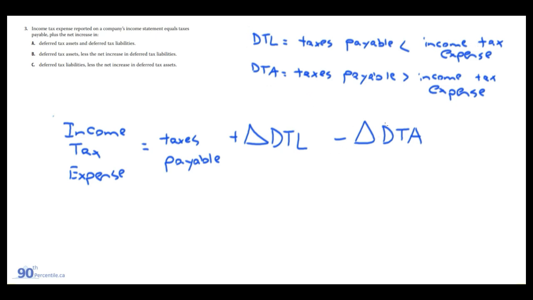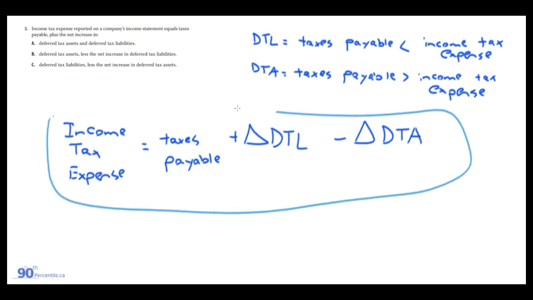So if we just forget about this for now, and we have taxes payable, let's say it's 100, and income tax expense is 150, then we would have to add the change in our deferred tax liability, which would be 50, to make these equal. So you can see how this formula here relates to this formula here. On the flip side, for deferred tax assets, if taxes payable were greater than income tax expense, we could have 150 here and 100 here, and we have to subtract the 50 deferred tax asset to make them equal. But there are two different ways to look at it.